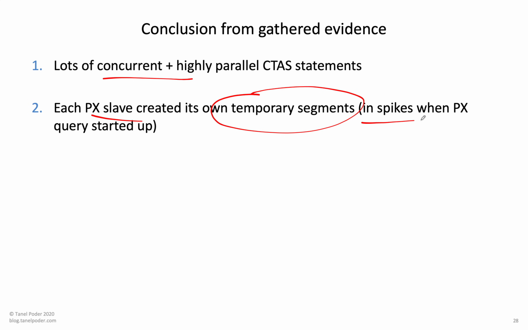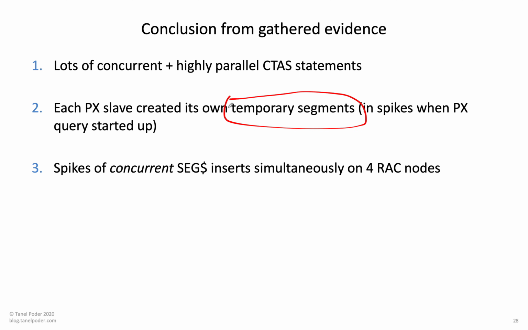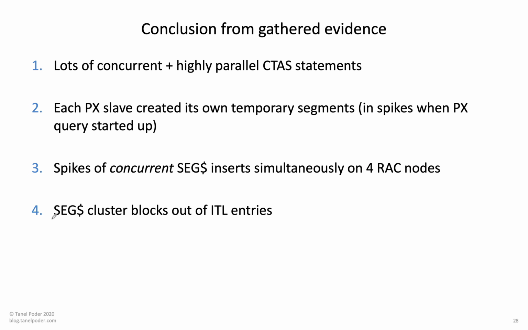They started at the same time, so they had hundreds and hundreds, if not thousands, of sessions who all started creating their own temporary segments for parallel slaves for data loading, so they could merge them later. Right, so they had 4 pretty big RAC nodes, and they had spikes of concurrent seg$ inserts across these RAC nodes. But the seg$ table doesn't have very many ITL entries.